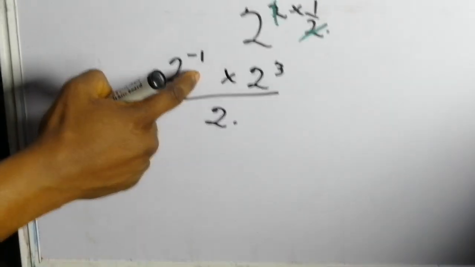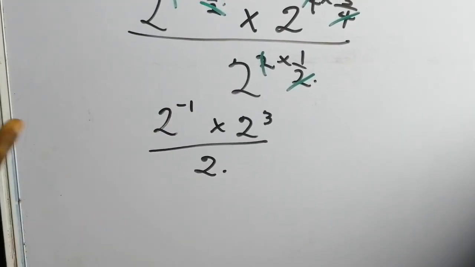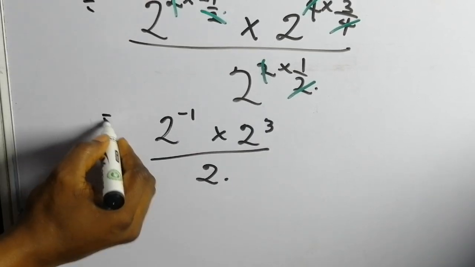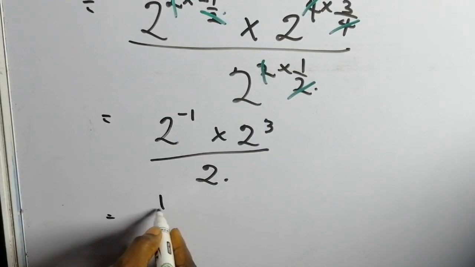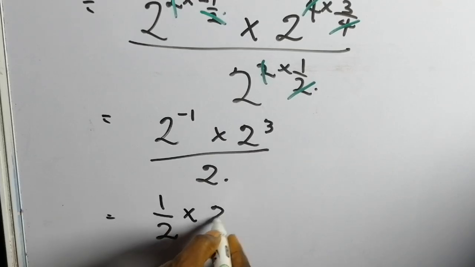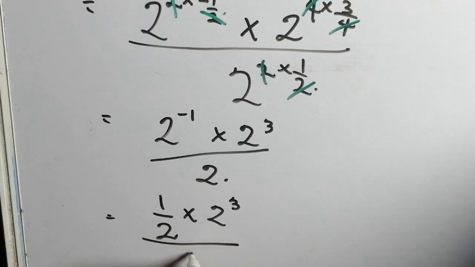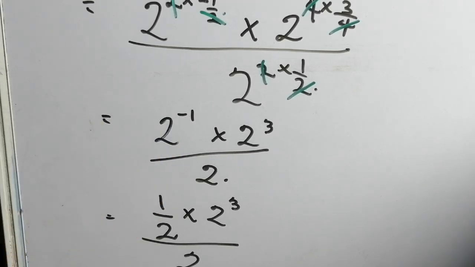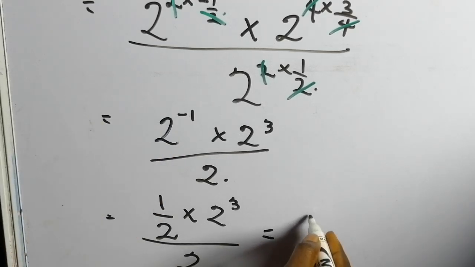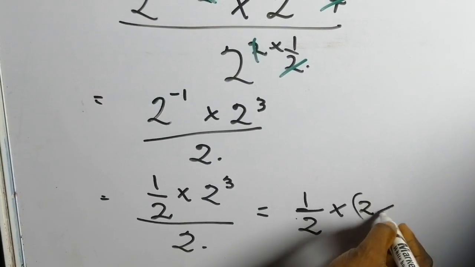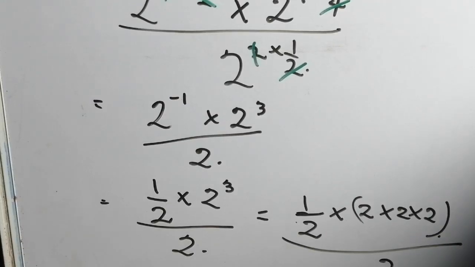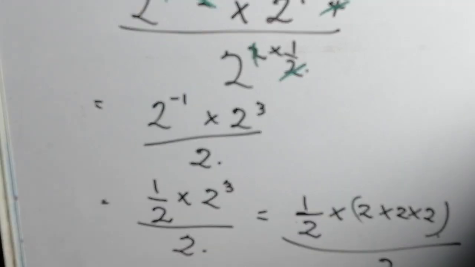Don't forget, I've said something: anything raised to power minus 1, if I want to remove the minus, what do I need to do? At the end of the day, this one will now be 1 over 2 times 2 raised to power 3 all over 2. Because I want to remove the minus, this one is the same thing as 1 over 2 times 2 in 3 places, all over 2. Don't forget that 2 raised to power 3 means 2 in 3 places.